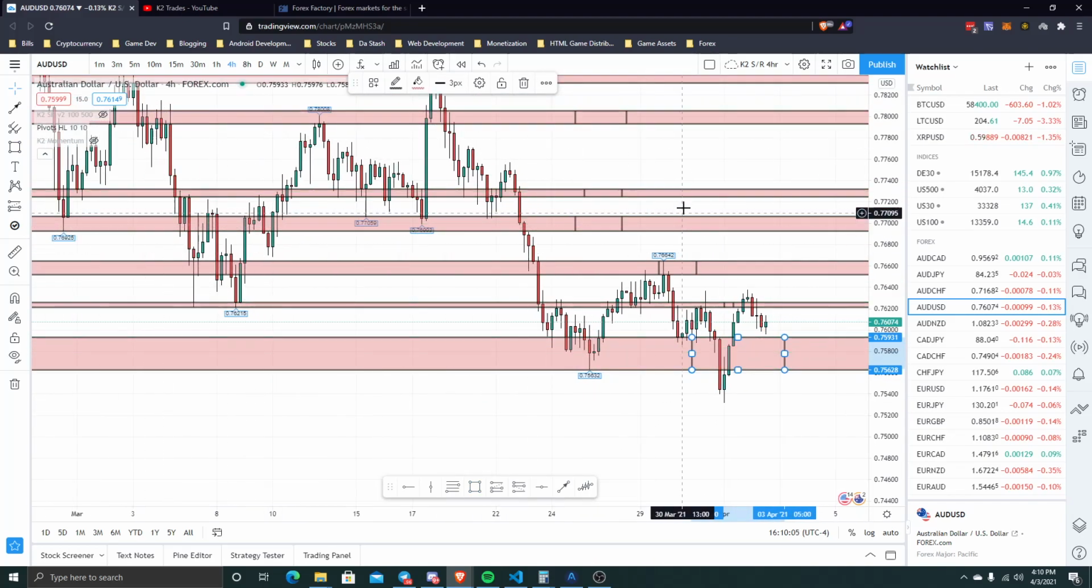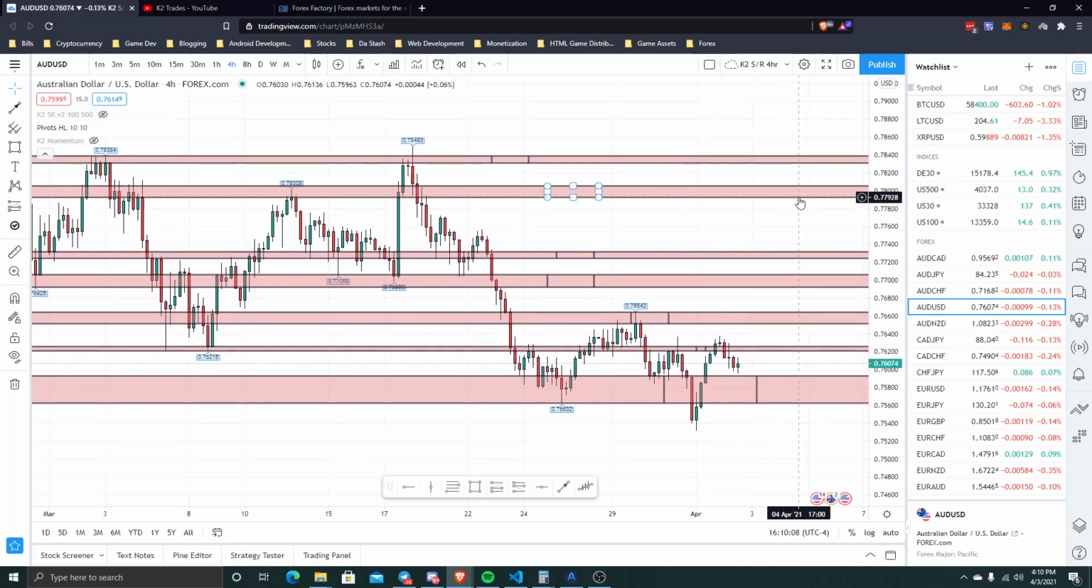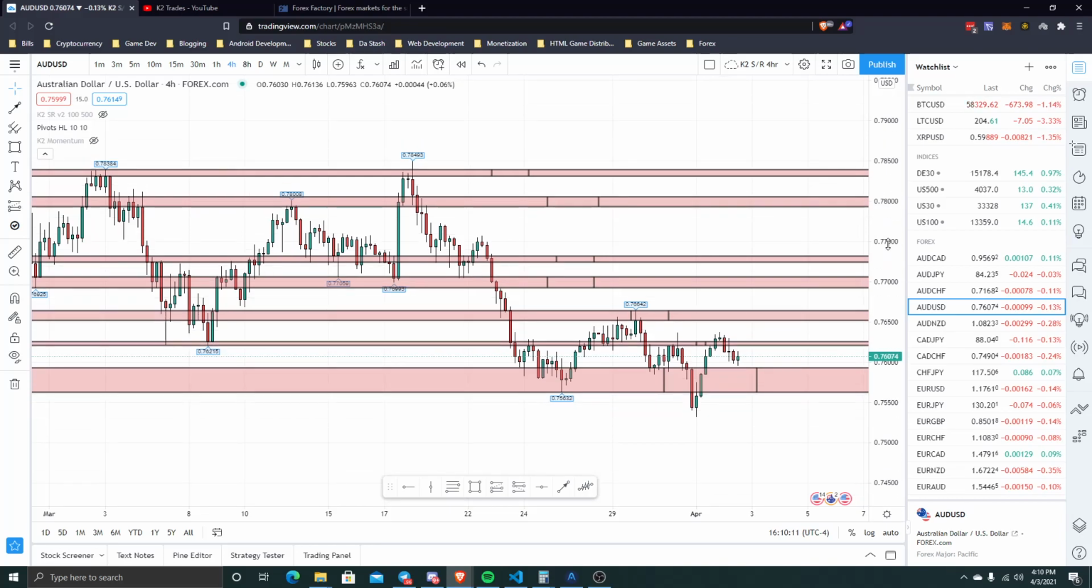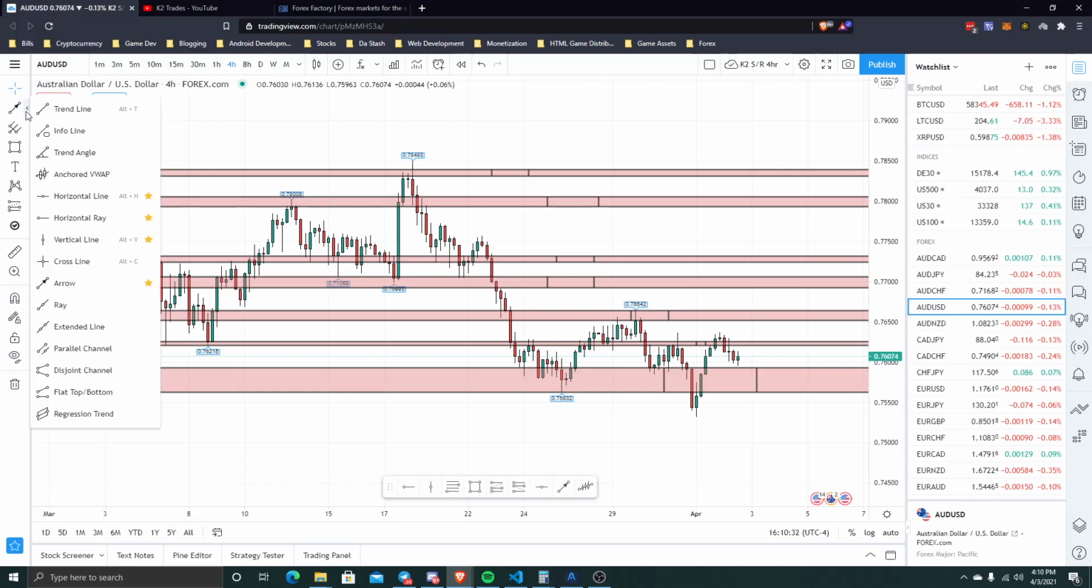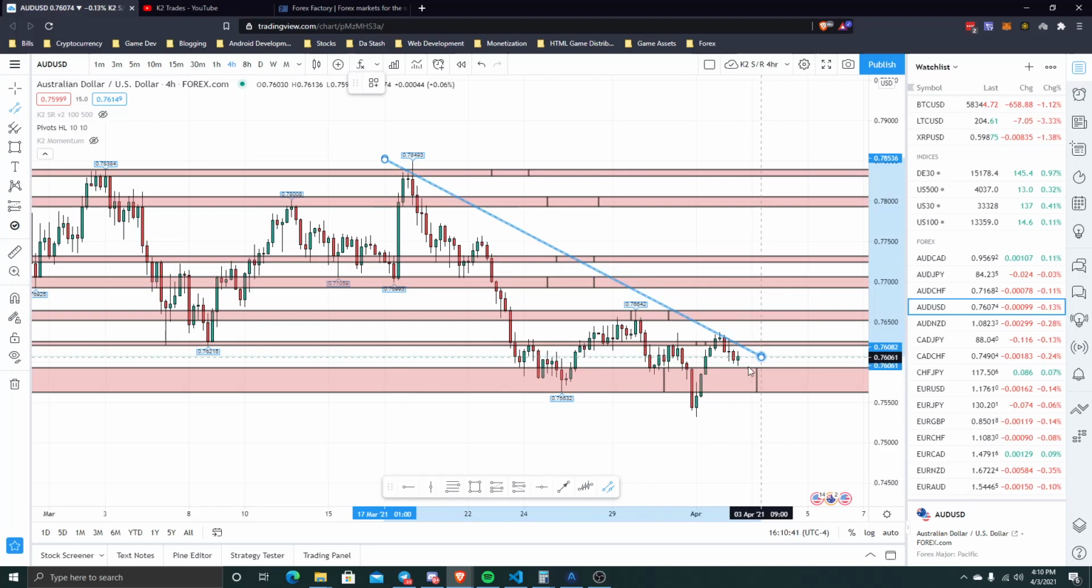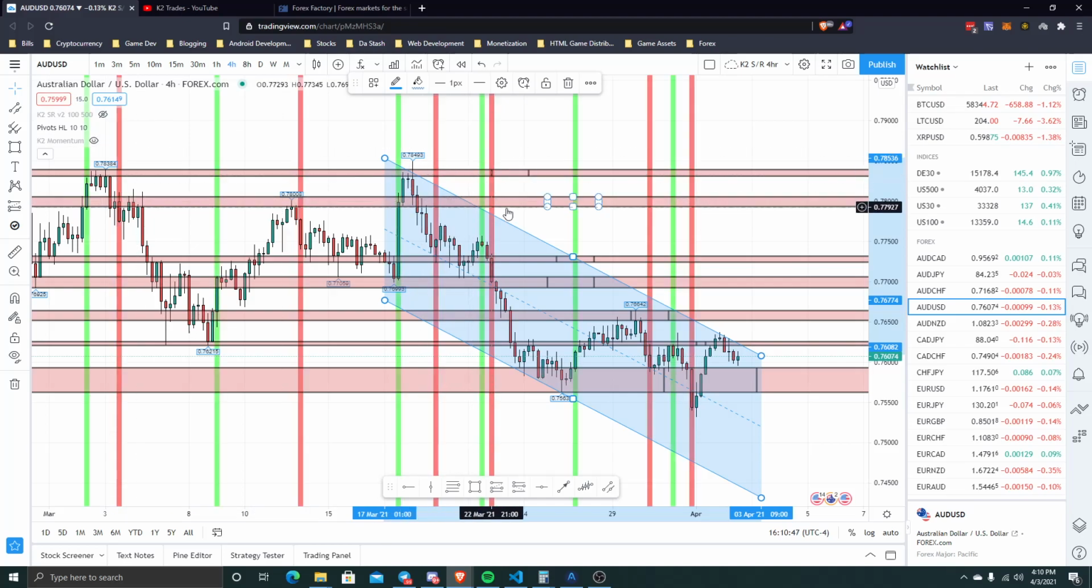All right, so let's turn off the zones indicator. And from what I can see here, since the mid part of March of last month, it's been going in this downward direction. Let me switch back. Yeah, it's been going in this downward direction here. So let me go ahead and turn on the momentum.